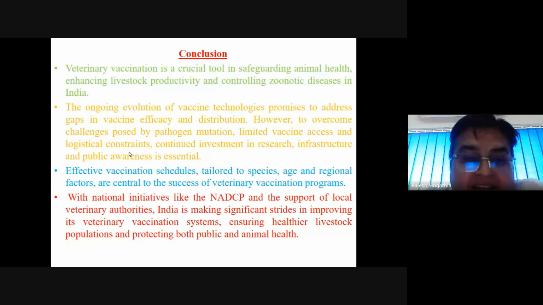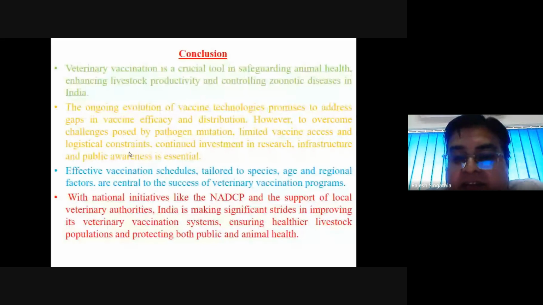Next, effective vaccination schedules tailored to specific age and regional factors are central to the success of veterinary vaccination programs. With national initiatives like the NADCP, National Animal Disease Control Program, and the support of local veterinary authorities, India is making significant strides in improving its veterinary vaccination system, ensuring a healthier livestock population and protecting both public and animal health.